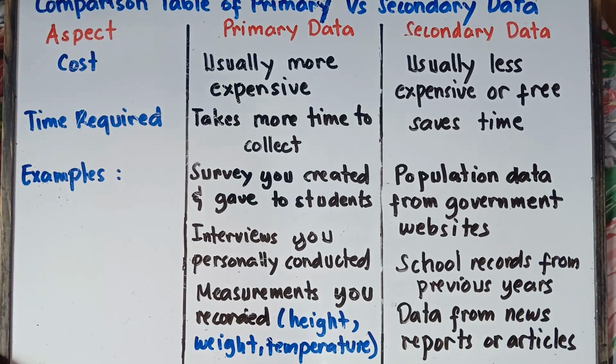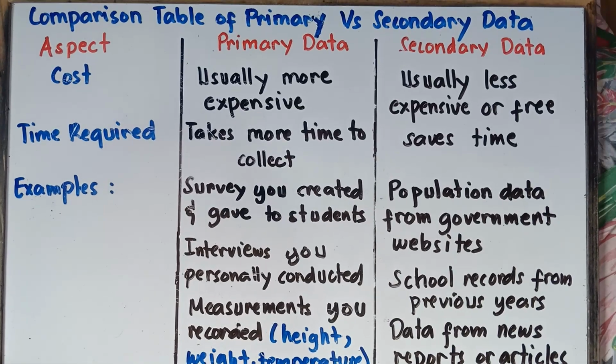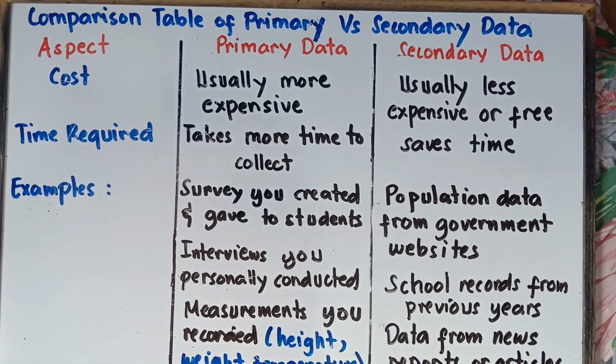And then measurements you recorded. So we have height, weight, temperature. So you yourself recorded those measurements. The height, the weight, the temperature, those data, class, are what we call new data because you yourself gathered the information. Alright, so let's have another example for secondary data.